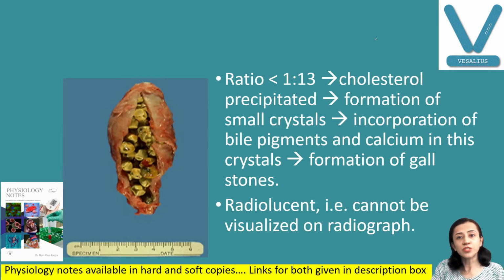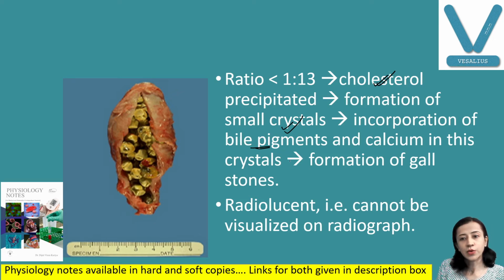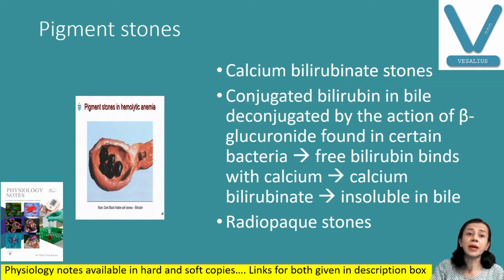So when the cholesterol level increases or bile salts decrease, the cholesterol gets precipitated and there is formation of small crystals. Along with that, bile pigments, bilirubin, biliverdin, as well as calcium are incorporated in these crystals and they form gallstones. You can see here how a gallstone-studded gallbladder looks. These stones are radiolucent, so they cannot be easily visualized in the X-ray radiograph.